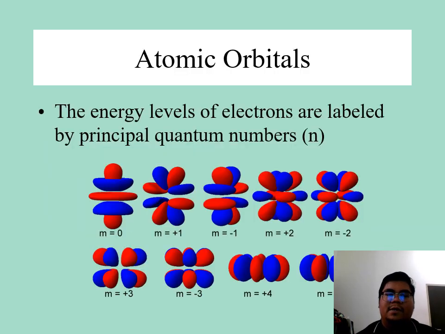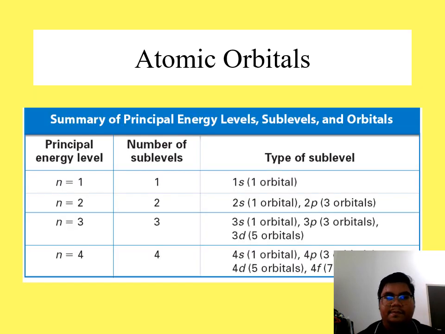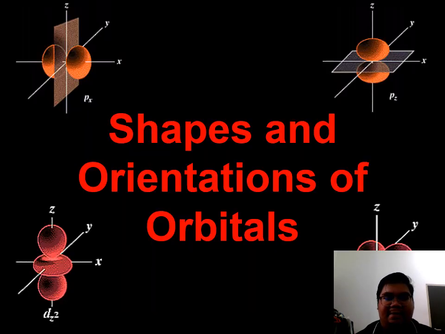Now, atomic orbitals depend on the energy level and they are labeled by the principal quantum number. So this is an example: level 1 has one sublevel, which we call 1s, or one orbital. If it's level 2, there are two sublevels and we call them 2s orbitals and 2p orbitals. We're going to learn more about this. It depends on the electrons of an atom.